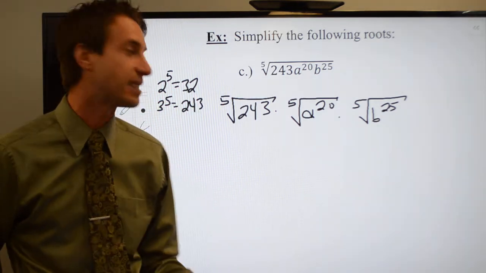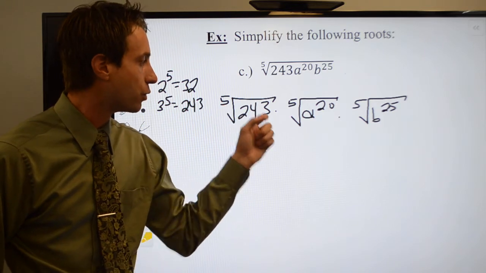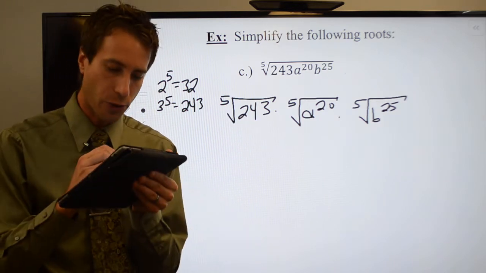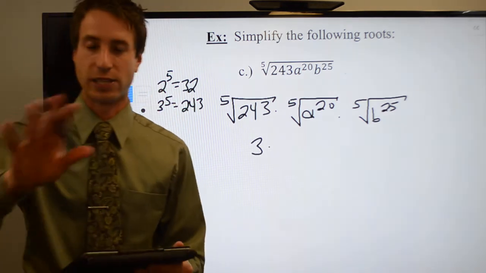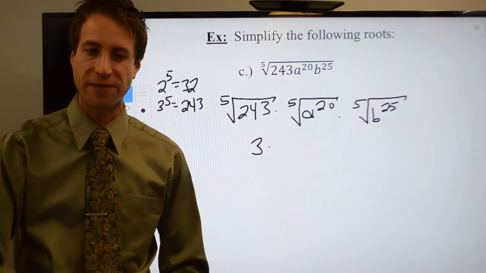So what that means then is the 5th root of 243 is 3. Oh, actually, this is great. You should practice this on your graphing calculator.